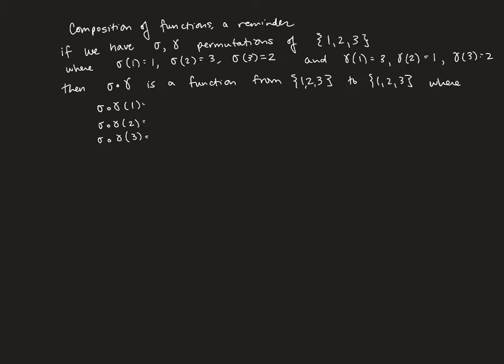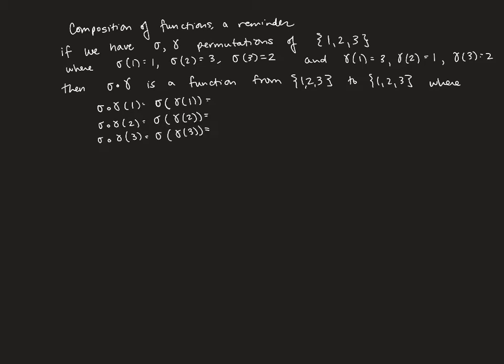So I'm hoping that it's a one-to-one and onto function to the set 1, 2, 3, because I want this set of permutations from 1, 2, 3 to itself to form a group. So I need it to be closed, i.e. I need to compose 2 of my permutation functions, and get another permutation function.